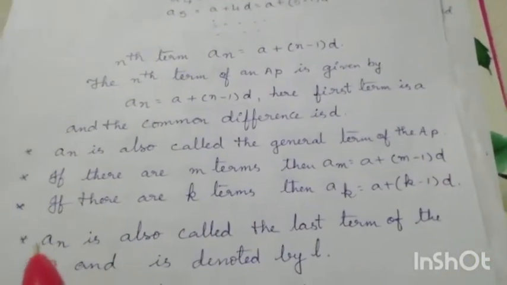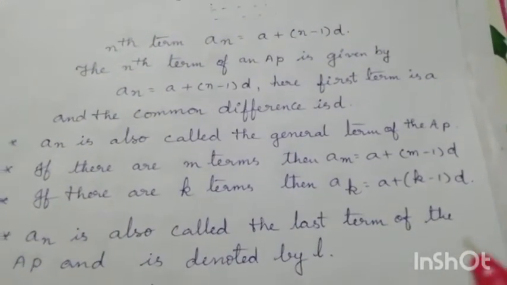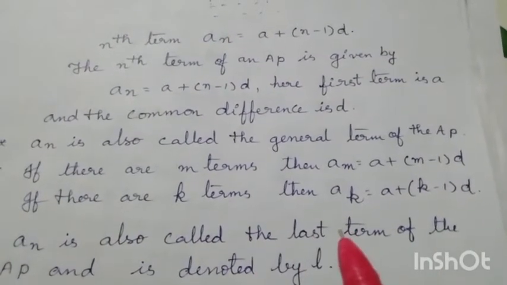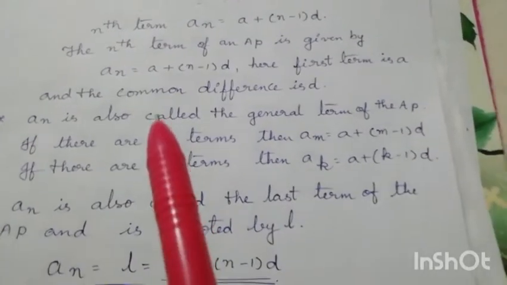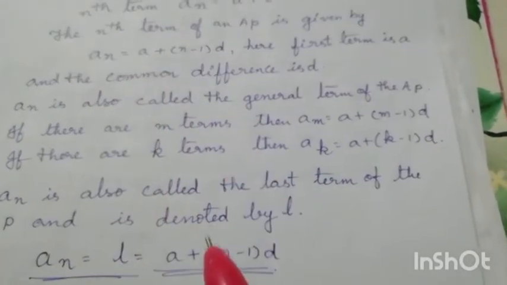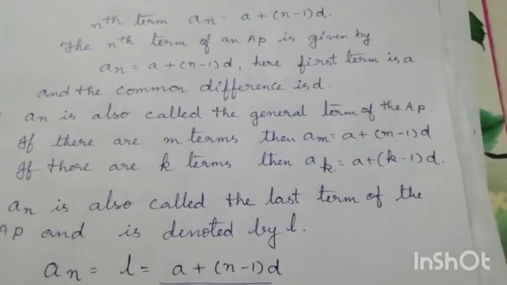So An is also called the last term of the AP. The last term of the AP is denoted by L. L is nothing but An, which is equal to L is equal to A plus n minus 1 into D.